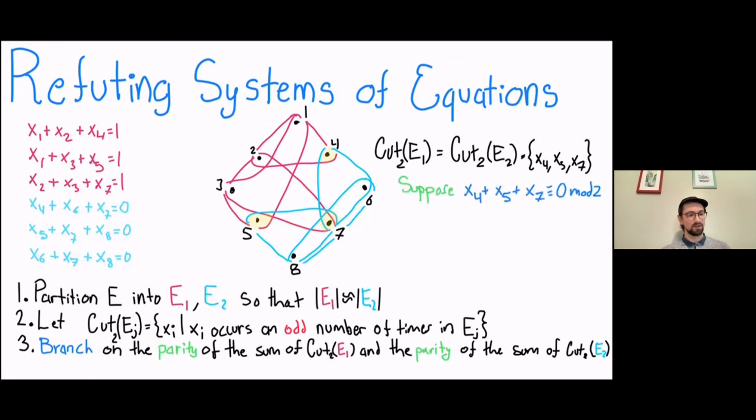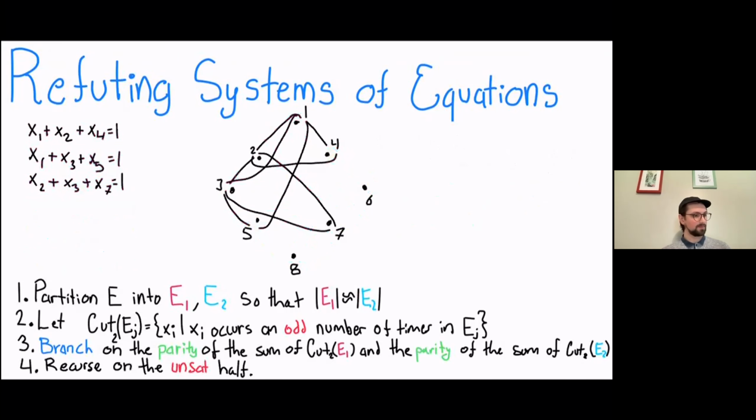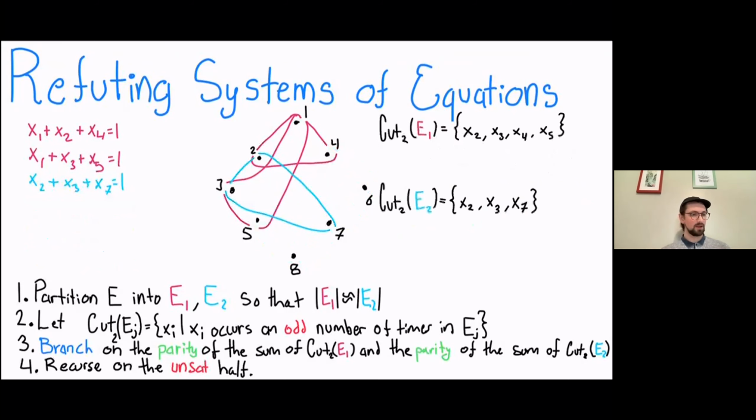Okay, so let's suppose that the parity turned out to be even. Because the system's unsatisfiable, this means that one of the 2 halves has to be unsatisfiable under this assignment to the parity, and so we can throw out half the equations. So in this case, E1 is unsatisfiable, and we can recurse on E1. So again, we're going to partition the remaining edges into 2 halves. We're going to query their 2 cut. So these are the 2 cuts. Now they're not equal.